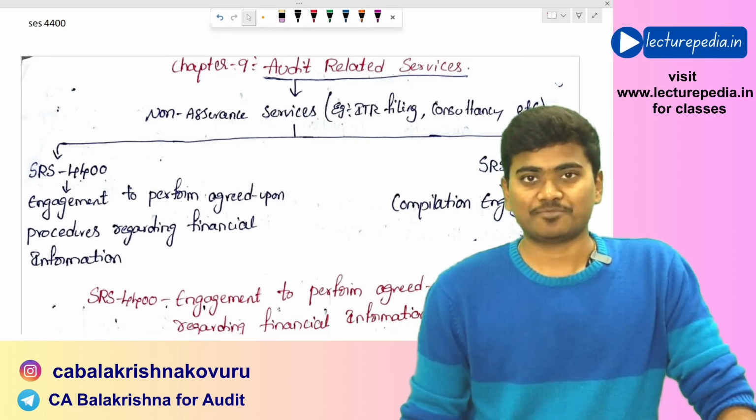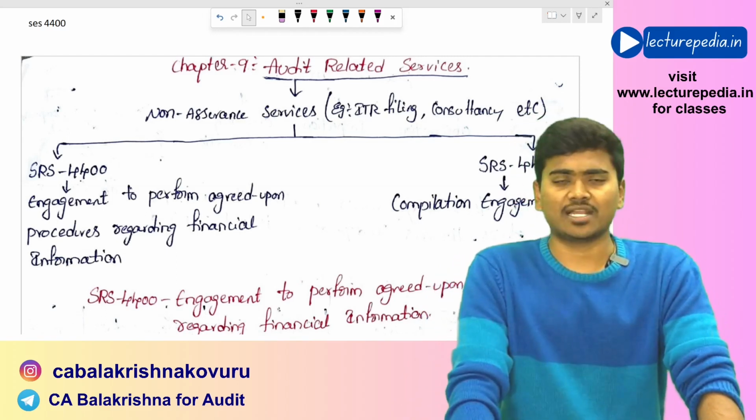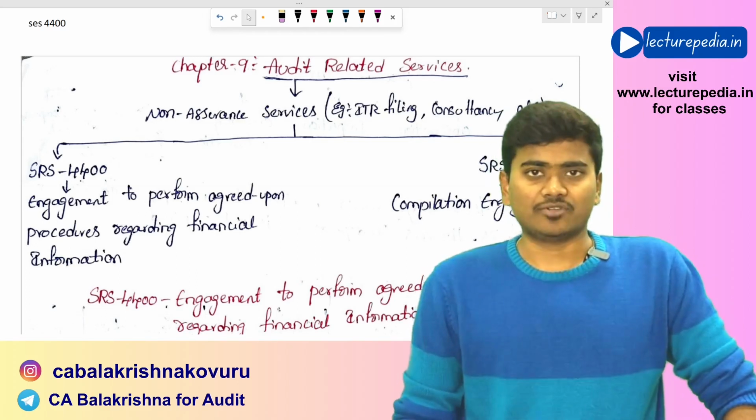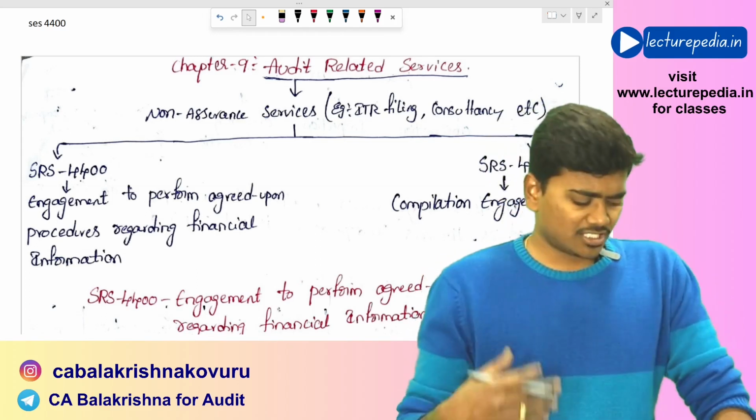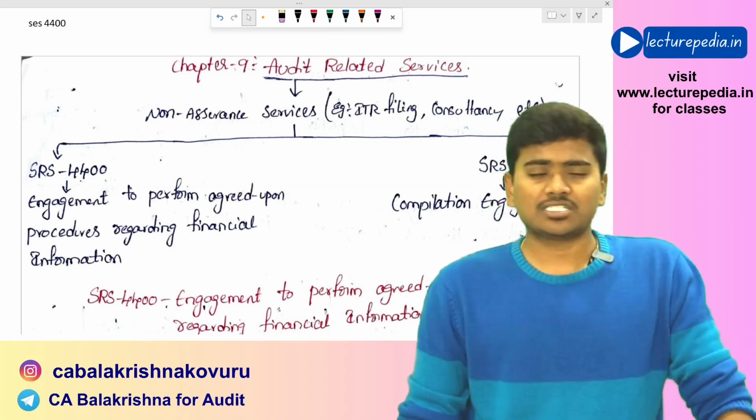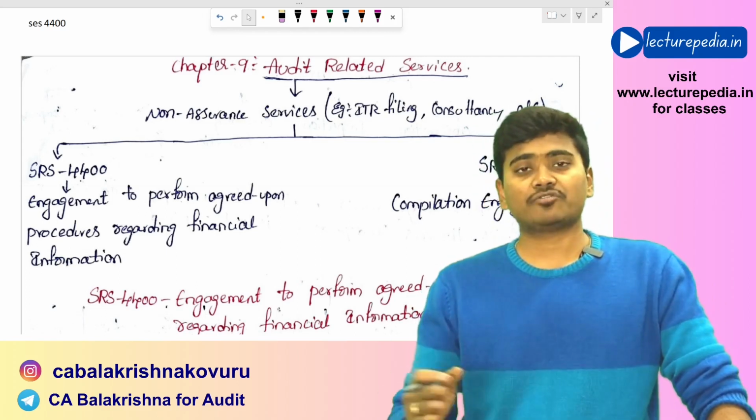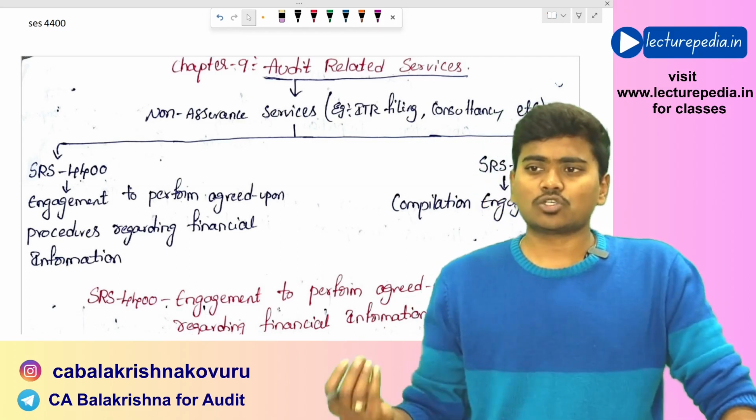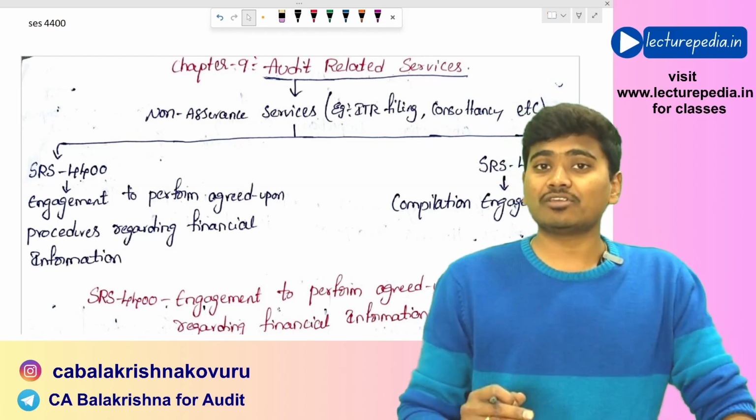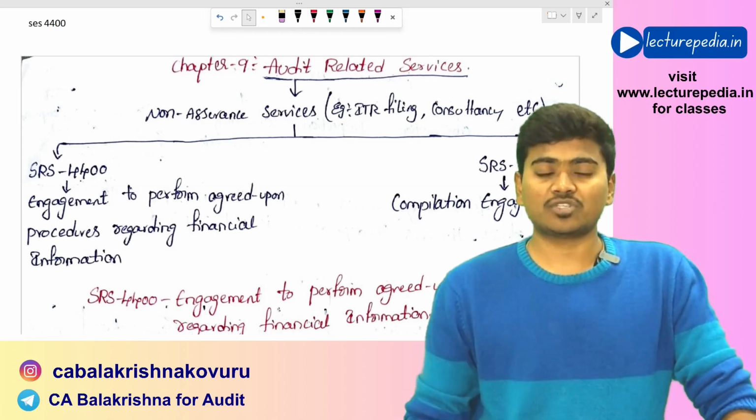Even I am fantastic. Now in today's class, we'll be revising SRS 4400, which is one of the standards under related services, audit related services. First of all, what are these audit related services? Generally, an auditor can be appointed not only for assurance engagements, he can also be appointed for non-assurance engagements. These audit related services are non-assurance engagements. That means the auditor will not provide any opinion, he will not give any assurance in case of these services.